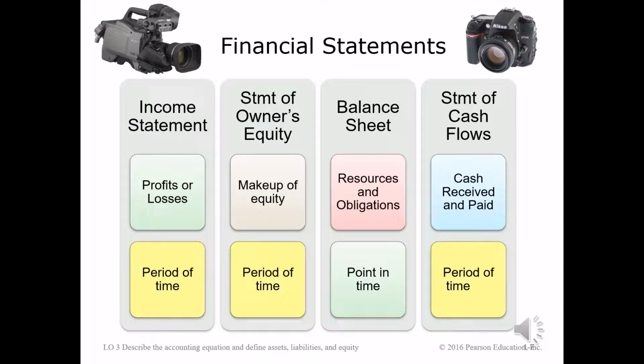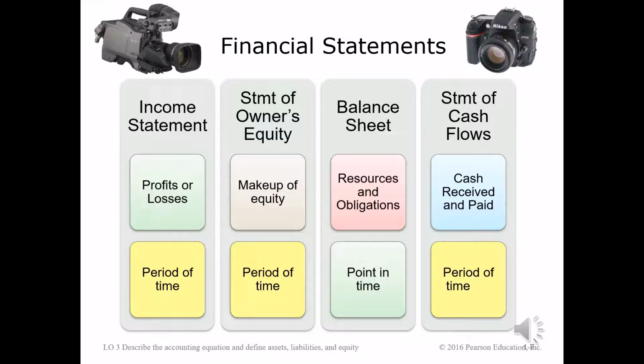The income statement, as you can see, reports profits and losses. The statement of owner's equity reports the equity and what makes up the equity. The balance sheet shows our resources and our obligations, including our total equity. And the statement of cash flows shows a report of where the cash has come from and where the cash has been paid to through the period.